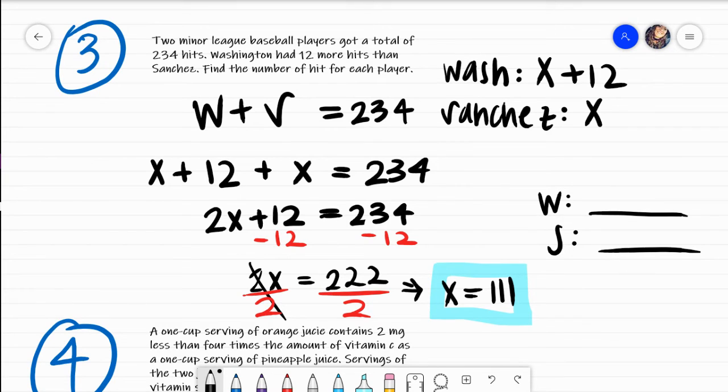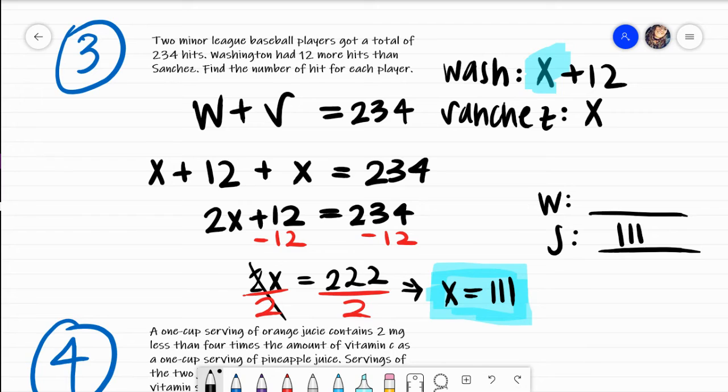So I noticed looking up top that I put that Sanchez was my x. That's my unknown variable. And I just now solved for x. So he hit the ball 111 times. Okay, so what you do to figure out Washington is actually take the value that you find for x and you're going to plug it into that expression.